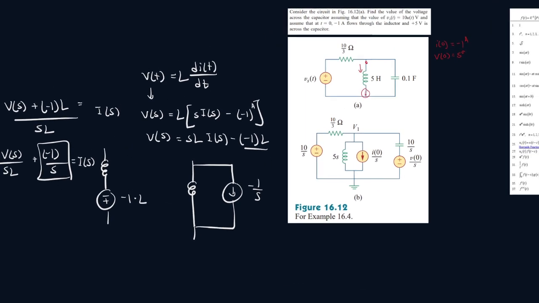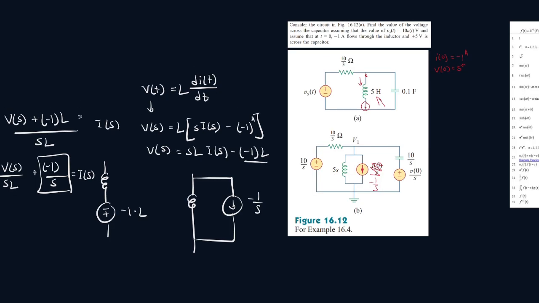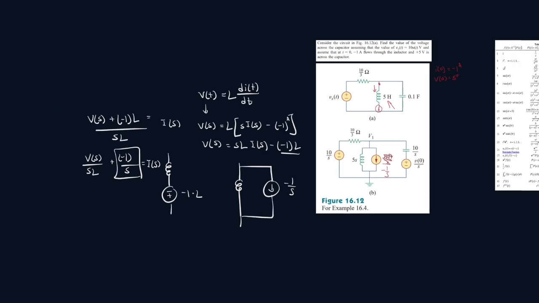And so for this, we will replace this with minus 1 over s. And then the Laplace of the inductance is going to be s times L. So L being 5 henries, it'll be 5s. Okay, now let's do the capacitor.